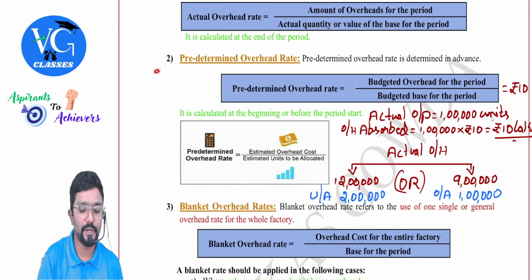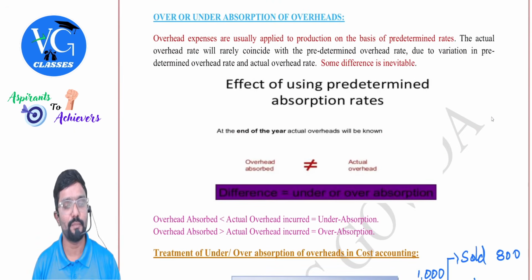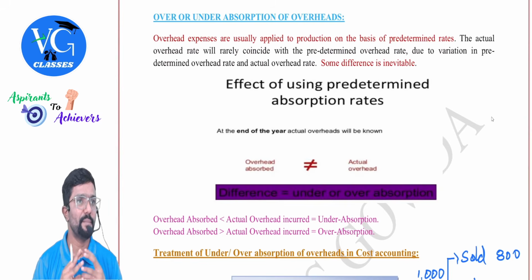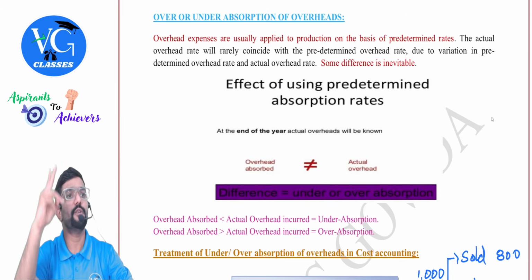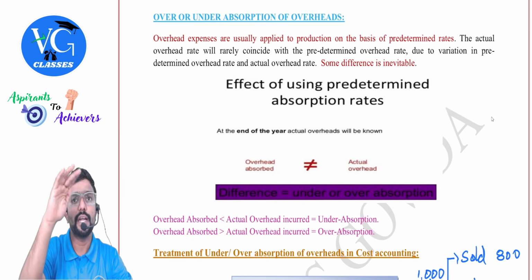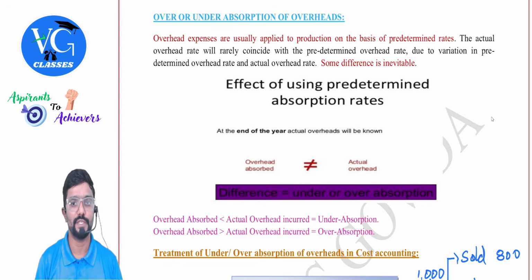So here I explained about the predetermined overhead rate, right? Yes. If the company is following the predetermined overhead rate, it is calculated at the beginning or at the end, guys? Beginning. So at the end of the year, there will be 2 possibilities. What is it, sir? Under or over? Under absorption or over absorption?